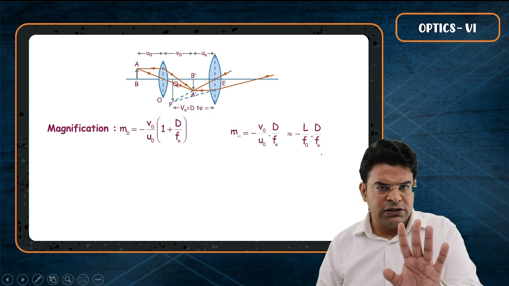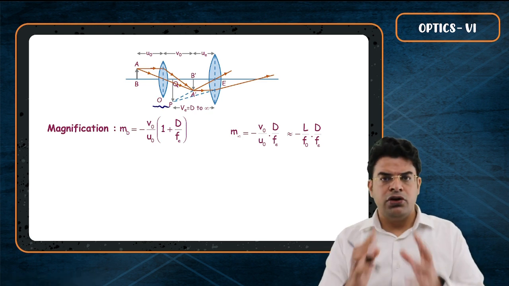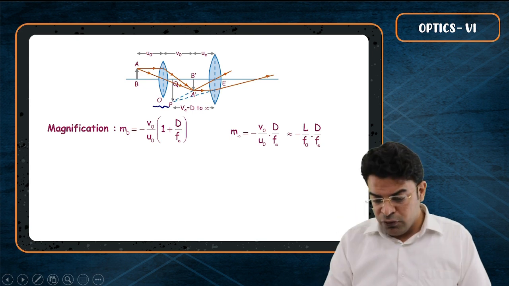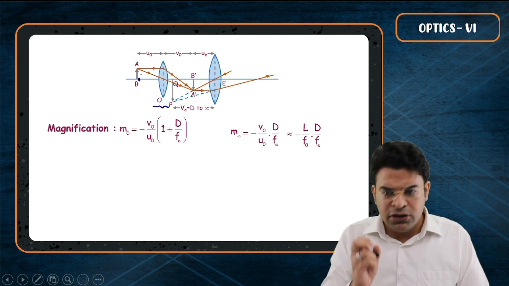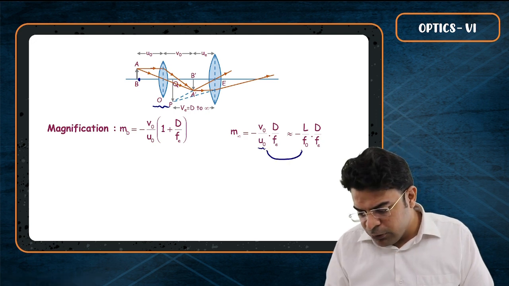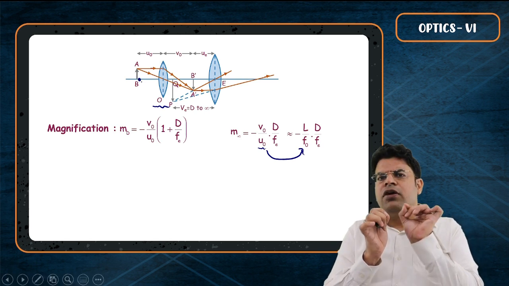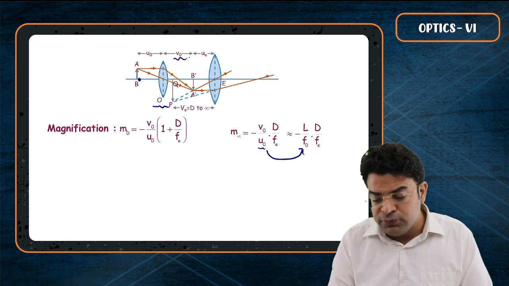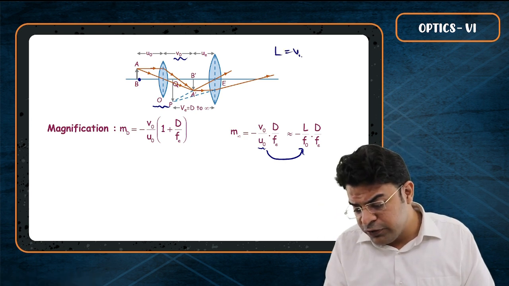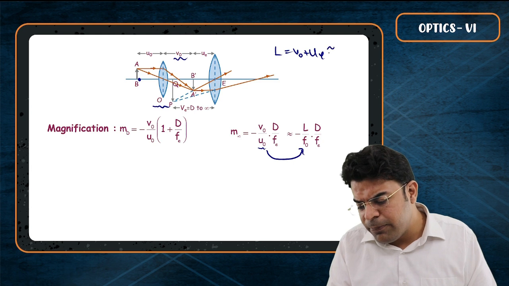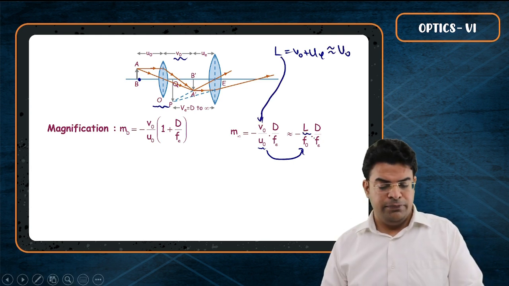If you haven't got this last part, do not worry. Just remember that if you want the objective to magnify a lot, you will keep the object just outside the focal length of the objective. So your U naught can be approximated to F naught. When you keep the object just outside the focal length of the objective, V naught comes out to be large. So the length, which is V naught plus UE, can be approximated to V naught, and hence in place of V naught we have substituted L.